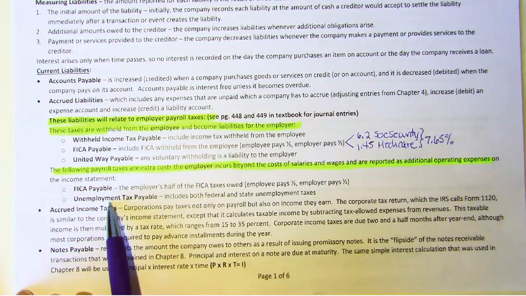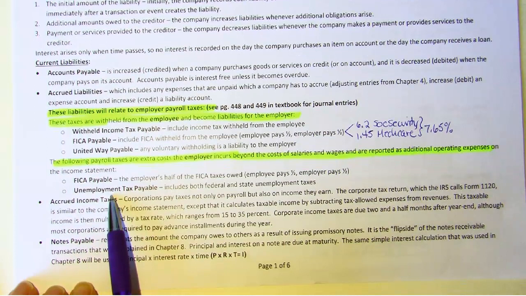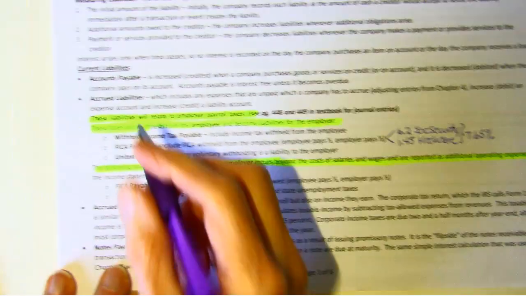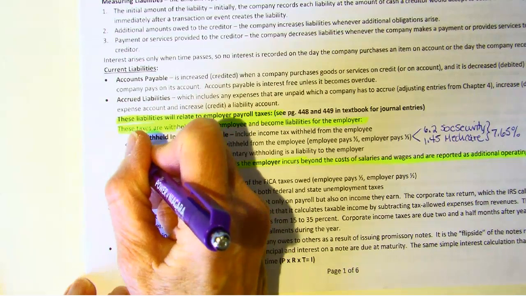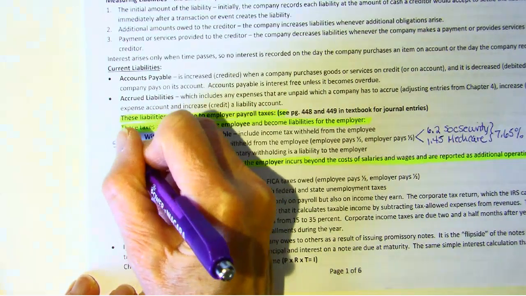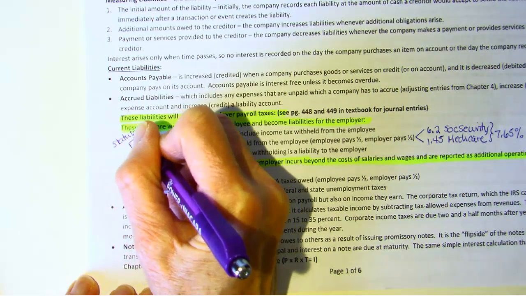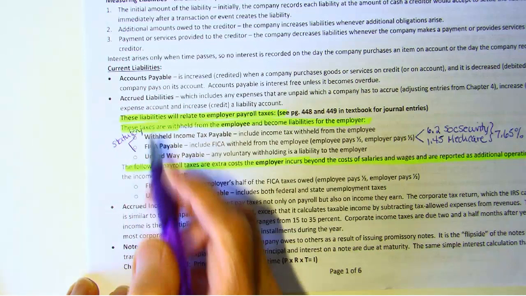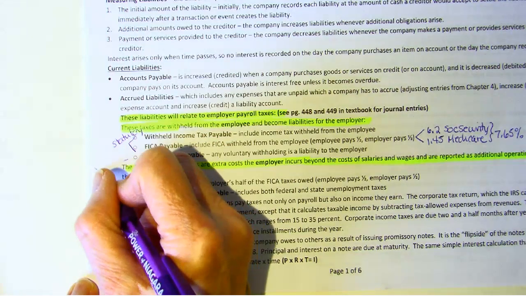And the employer also has to pay unemployment tax to both the federal and the state government. I'm just going to put here statutory, so you remember these are required or statutory, and these are voluntary.